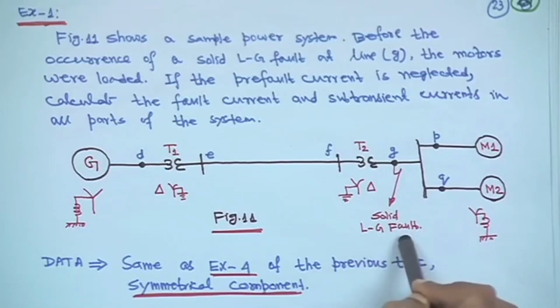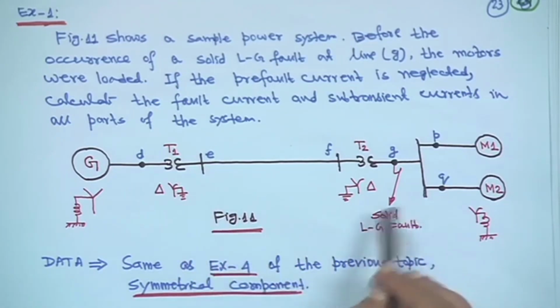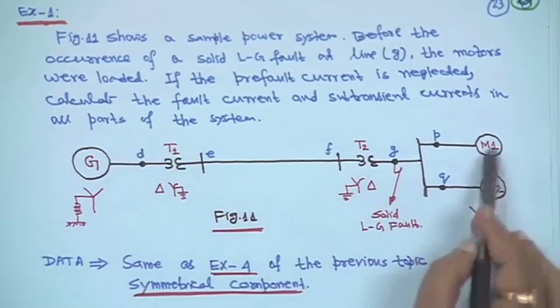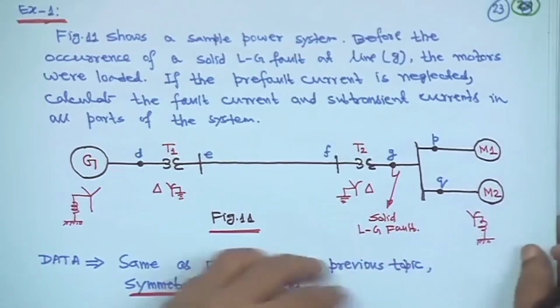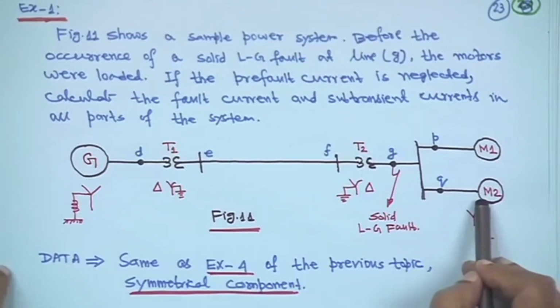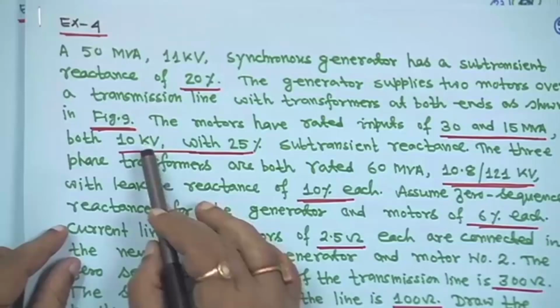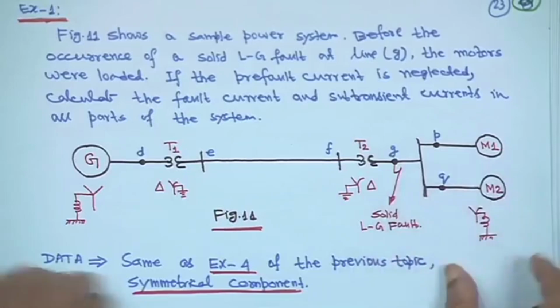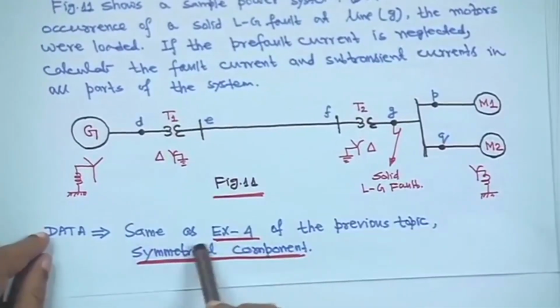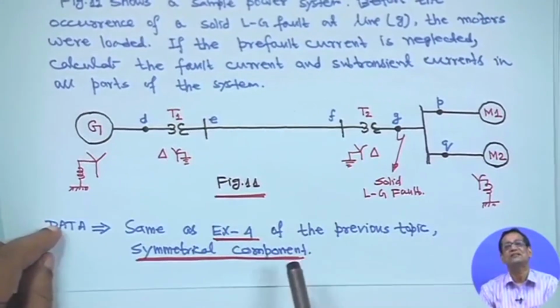There is a fault at point G, that is a solid line to ground fault. When it says solid line to ground fault, it means the fault impedance is 0, and we have to find the current supplied by the generator and by the motor, and how things will happen. So, all the parameters are the same. The motor terminal voltage was 10 kV. The fault has happened on the motor side, and that is why it is written data same as example 4 of the previous topic, that is symmetrical component. You have all the data.